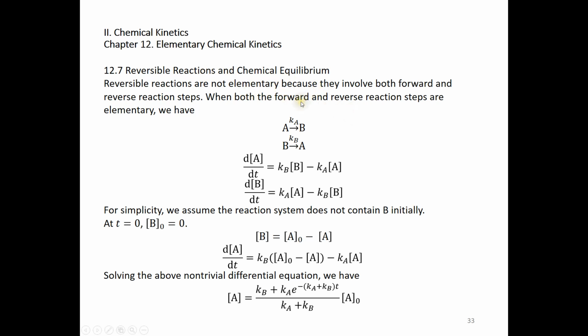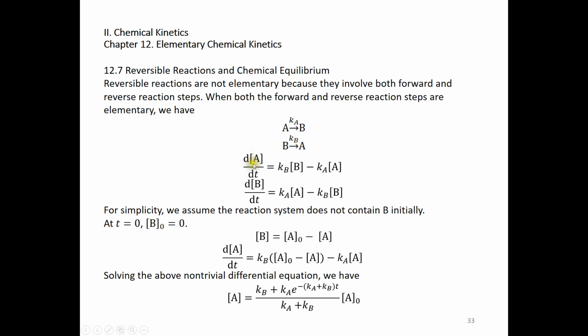When both the forward and reverse reaction steps are elementary, we can write out this mechanism with two reaction steps, from A to B and from B to A separately. From A to B, we have a rate constant denoted by k_A. From B to A, we have another reaction rate constant denoted by k_B.